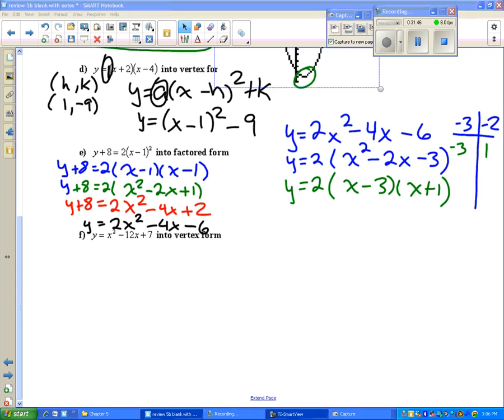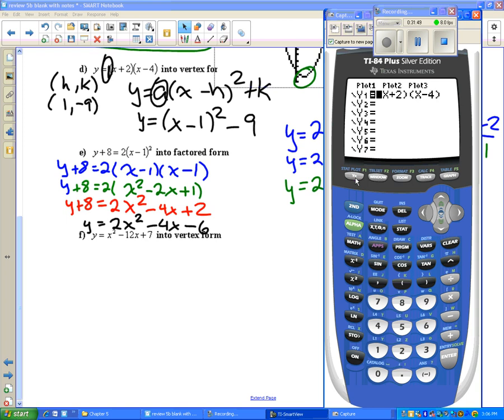Letter F, vertex form. Again, pull out your handy dandy calculator. Go to y equals, plug in x squared minus 12x plus 7. Delete anything else that is there. X squared minus 12x plus 7. Zoom 6. Okay, I need to change my window just a little bit. Let's make a larger x. Let's make my x's go to 20. And let's make my y's go to 20. I need to go a lot further down.